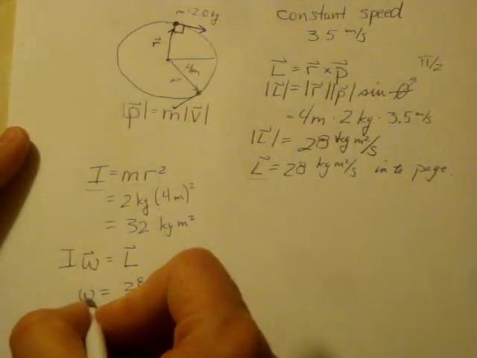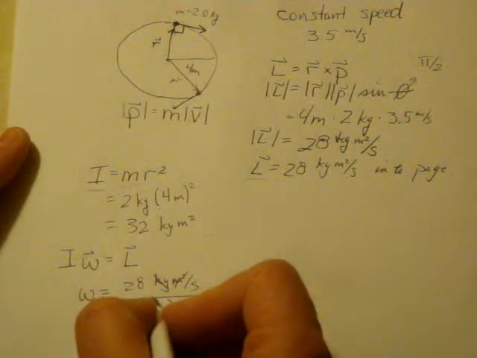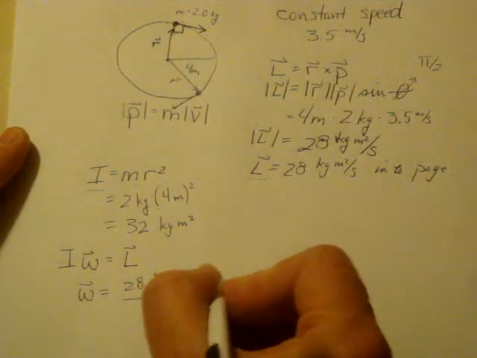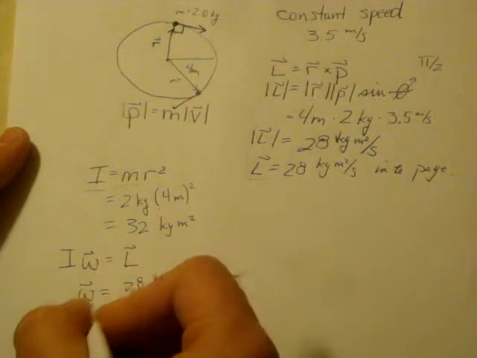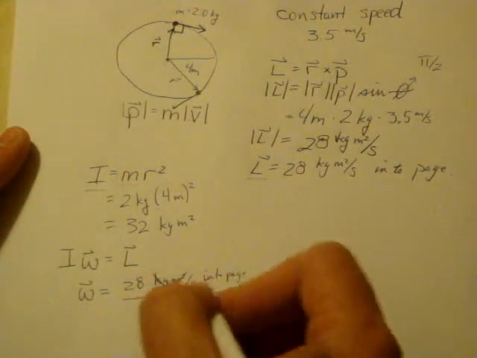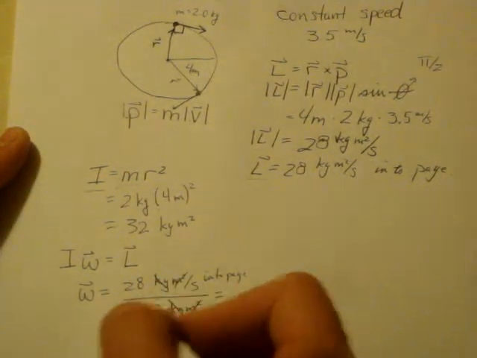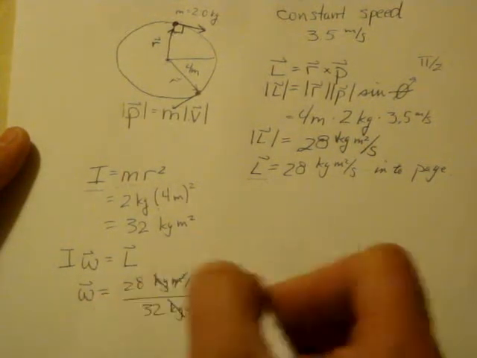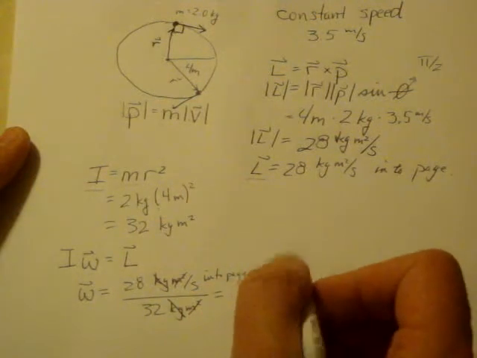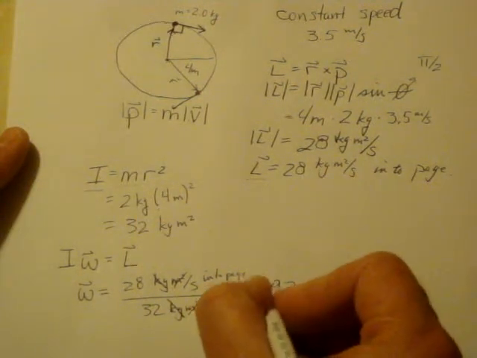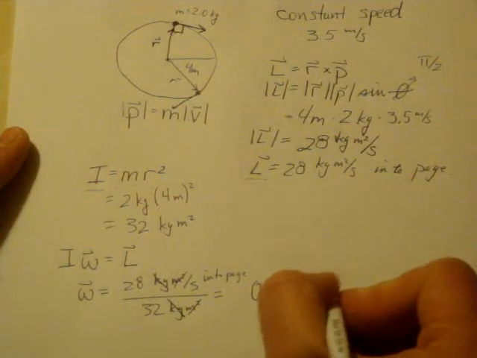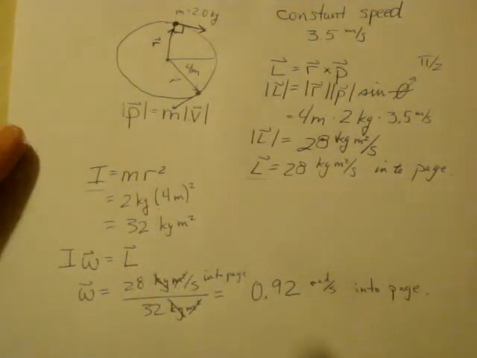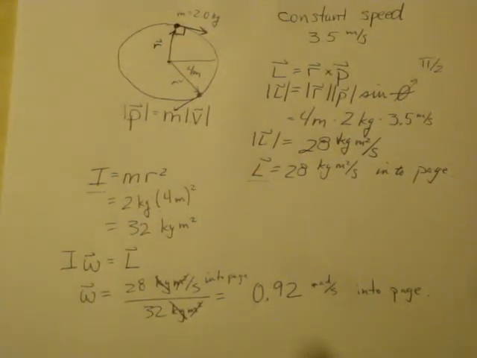So the magnitude of this angular velocity, and we can even talk about the direction. The angular momentum was 28 kilogram meters squared per second into the page, and our angular velocity is in the same direction. So it's going to be pretty close to 1, actually something a little bit less, something like 0.92 radians per second, and that is into the page. Slick. That was problem chapter 10, 38.